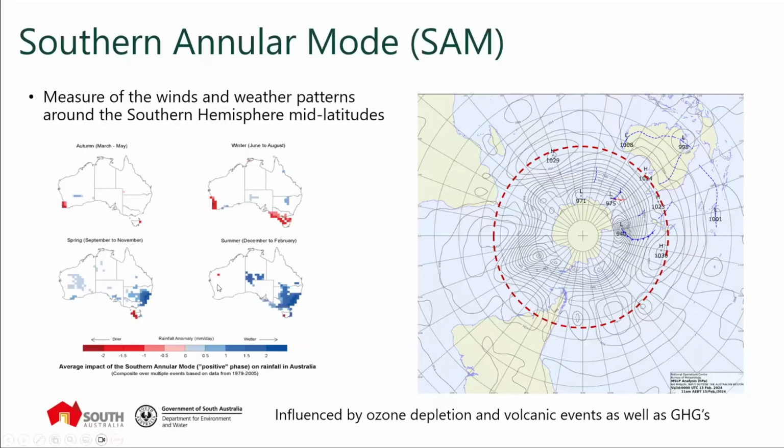In this diagram on the left, you can see the average impact on rainfall in the positive phase, and it varies with the time of year.